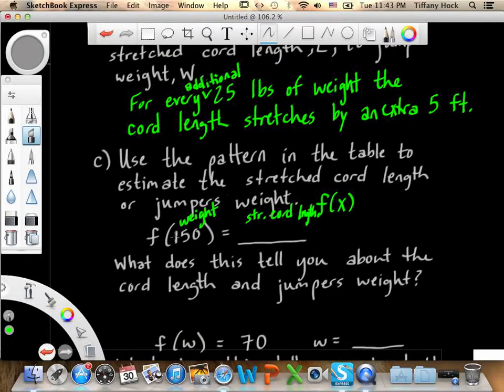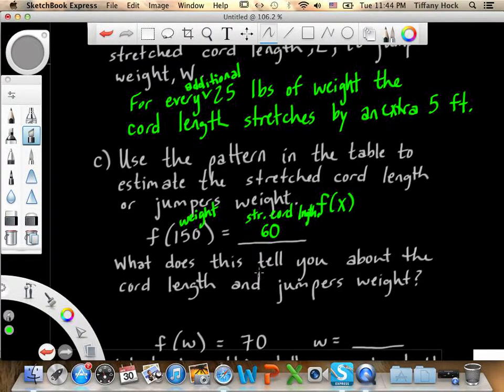And for this problem, I'm going to need you to write out f of 150, with the 150 in parentheses, is equal to, this is where we're going to fill in the actual answer, but again, copy all this down, that is equal to 60.